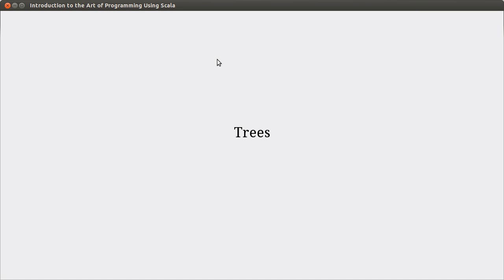I want to start off by giving a definition of what trees are like, and then we'll look at how we can program trees inside of Scala. So in the videos for the previous chapter we talked briefly about graphs, and we said that graphs were made out of vertices and edges. Well, it turns out so are trees.